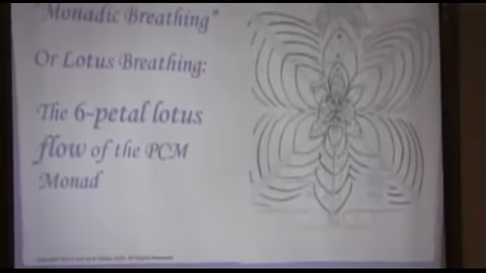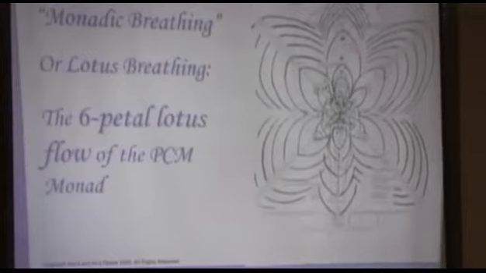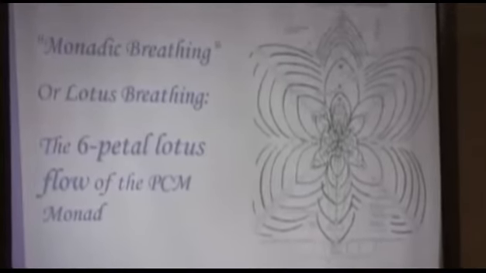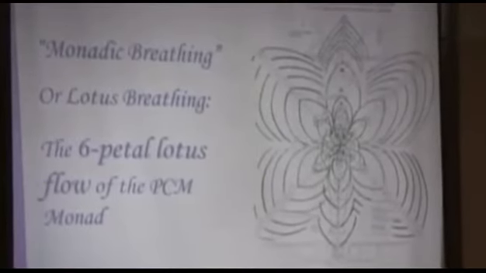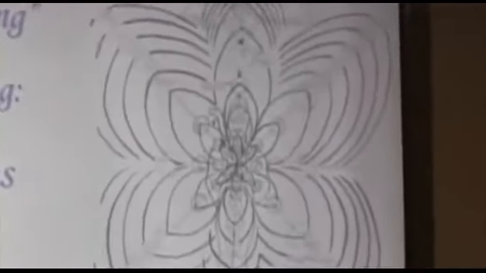This is lotus breathing, which is also called monadic breathing. So you can now know that every time you're doing lotus breathing, you're breathing the monad. This is the 6-petal lotus flow of the particum monad. The particle monad also has 6 petals. The eka lota has 6 petals. And the full eka veka lote has 24. So when you're doing 12 and 24 and then 48 petals, you know what you're doing. The 48 petals open the full eka and the parallel eka.